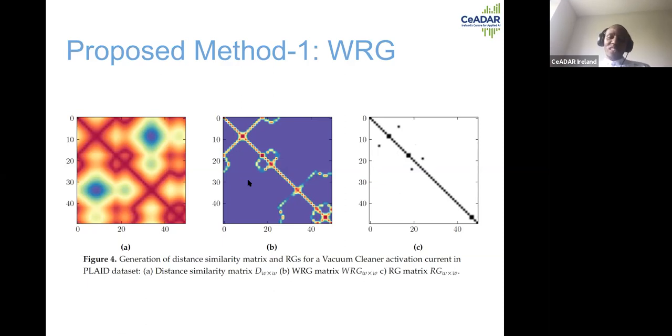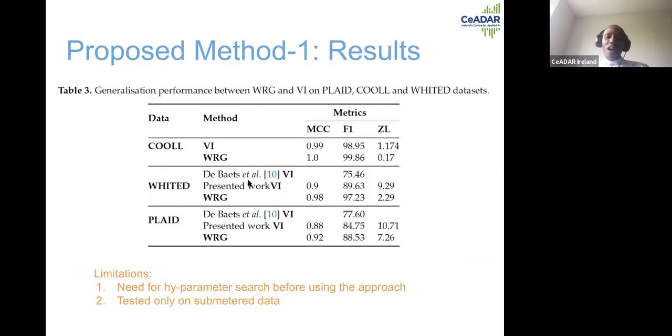Of course, we tested this for appliance classification on 3 different datasets, and we compared this approach with the state-of-the-art approach using the voltage current trajectory. And of course, we found that our approach offers good performance, improved performance compared to the VI trajectory.